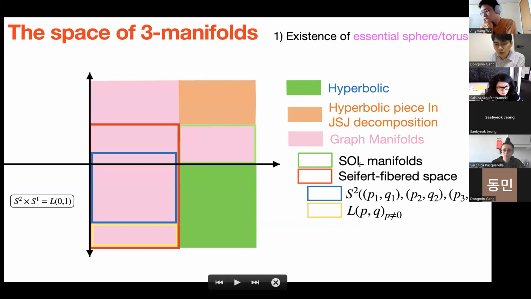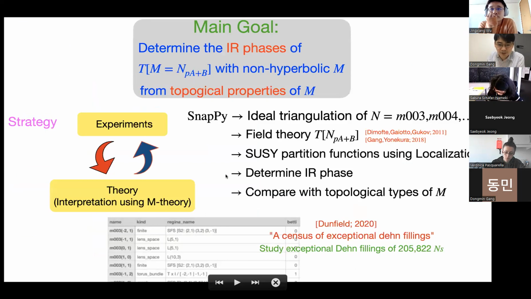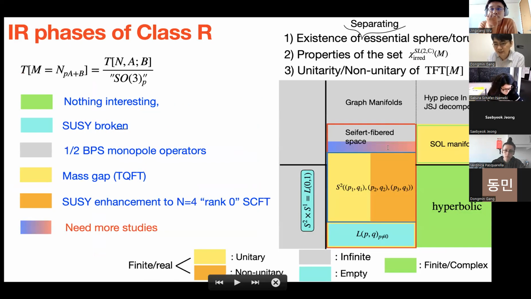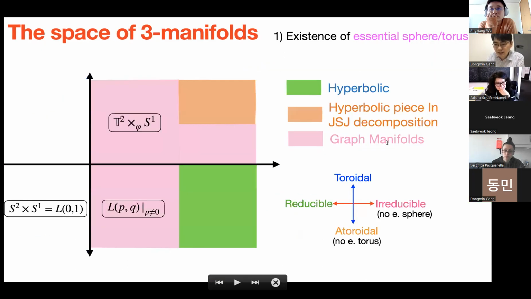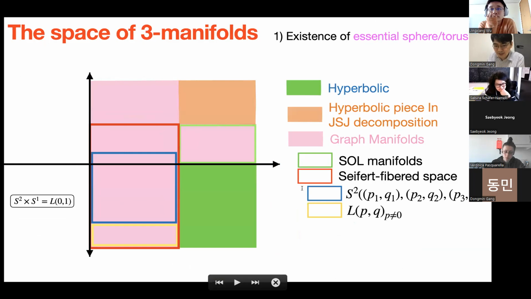One interesting class is the so-called Sol manifolds, and another class is Seifert spaces. The Seifert spaces also contain the three-fibered Seifert spaces, and also contain the lens spaces. And the rest of the graph manifolds correspond to this mysterious part, which we haven't studied. So we are missing lots of three-manifolds in this class. We are only studying this subclass of the graph manifolds, and the other graph manifolds need further study.